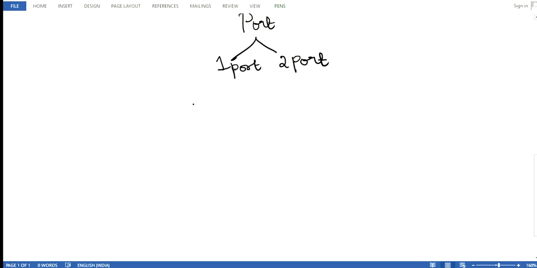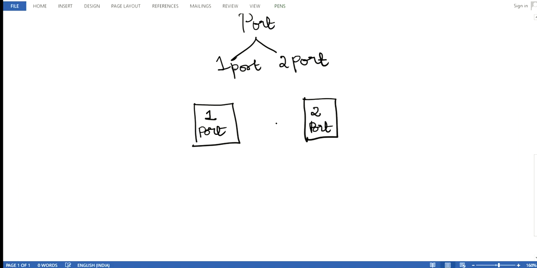A one-port is nothing but a square. Inside you just mention it is one port. What about the two-port? You just draw a square and name it as a two-port. Clear? Now the one-port has 2 dots and the two-port has 4 dots. A line is connected from each dot to the port, and here also lines are connected from the dots to the port and from the port to the dots.